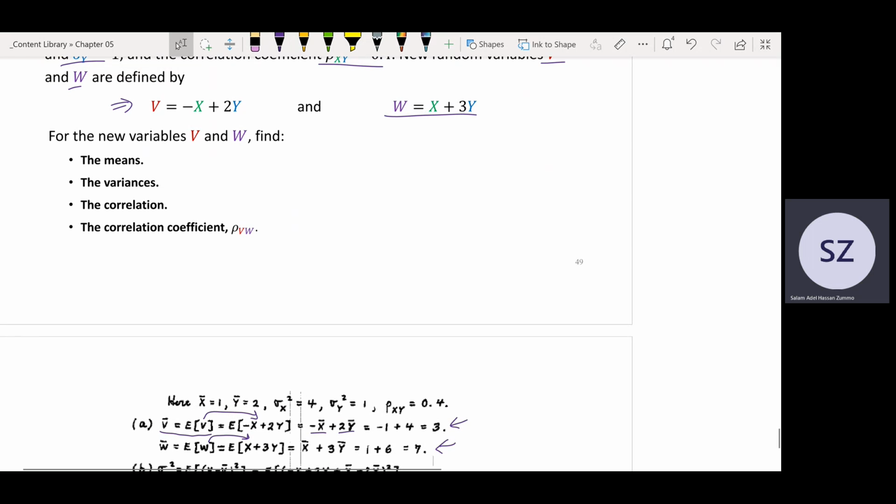We always go back to the definition. Always go back to the definition. Nothing magic. There is nothing you have to memorize. Go back to the definition and start from there.